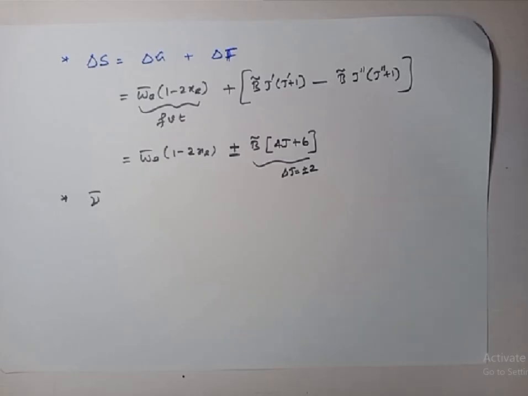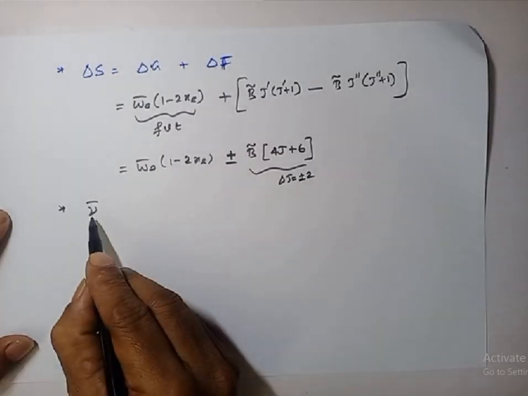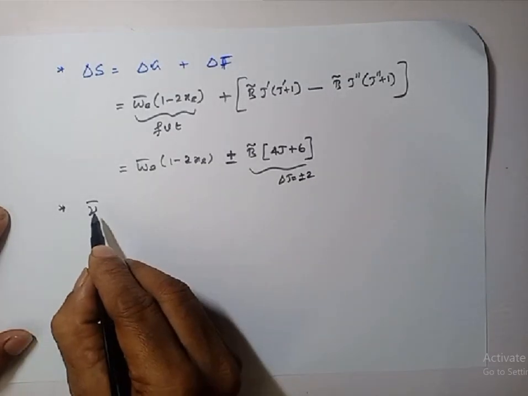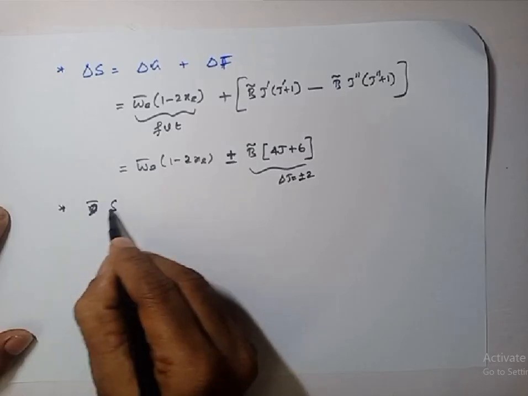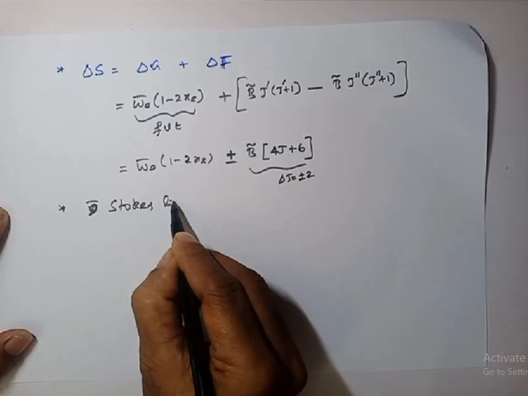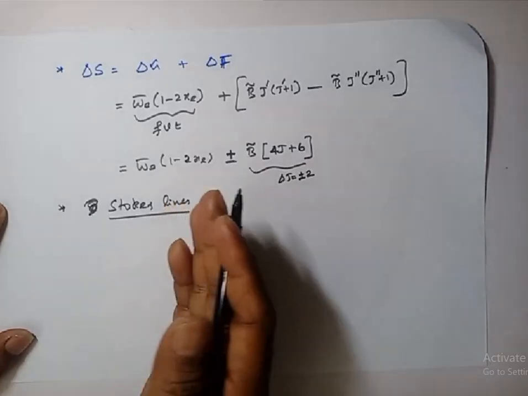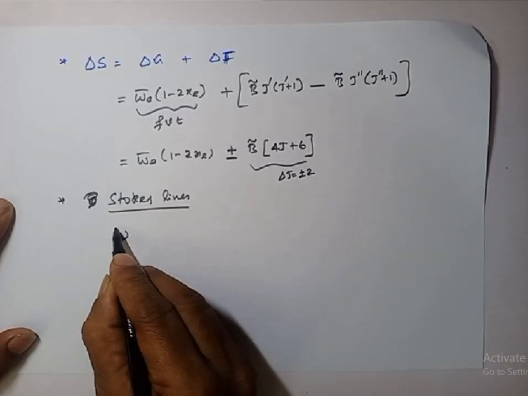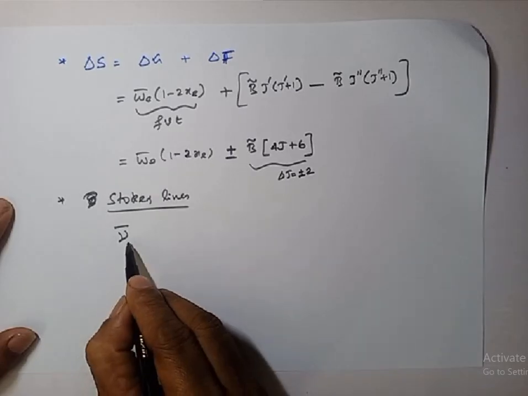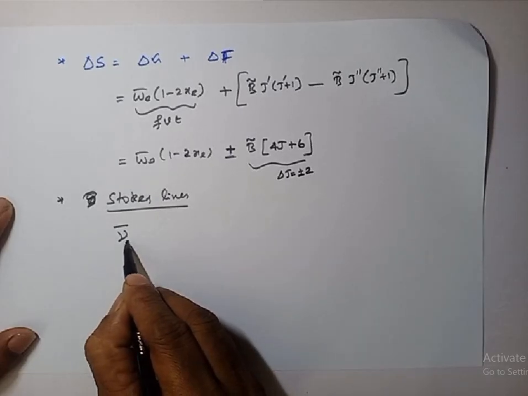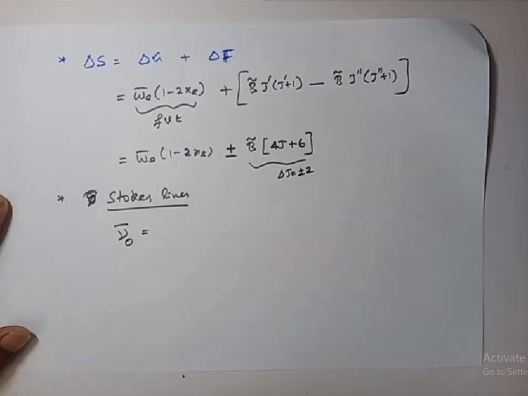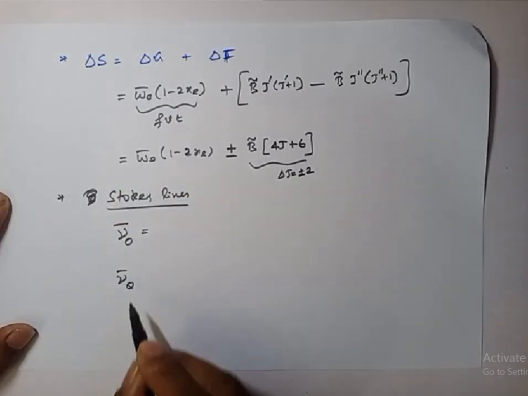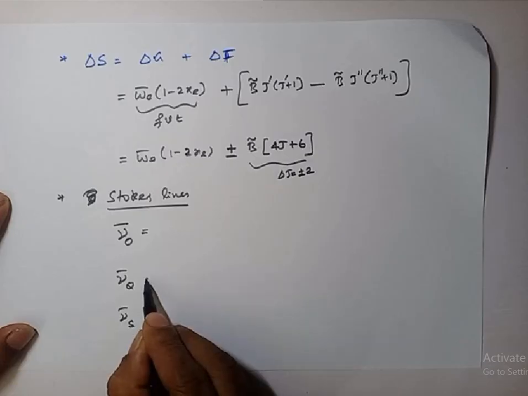Now listen carefully. Let me write the frequency of Stokes lines first. Let me give the heading: Stokes lines. Stokes lines appear on the lower frequency side. What is the frequency of O branch lines, what is the frequency of Q branch lines, and what is the frequency of S branch lines?